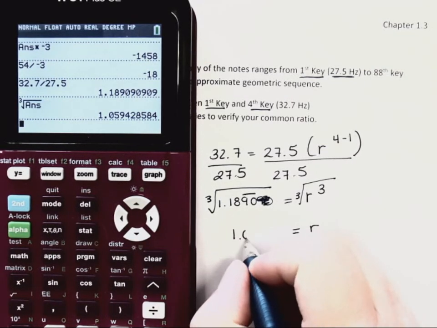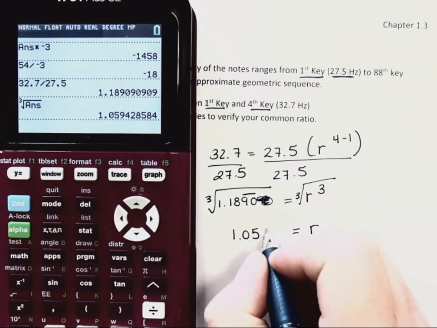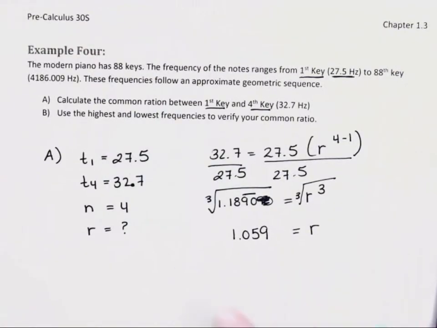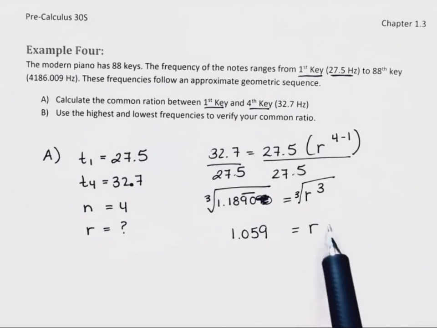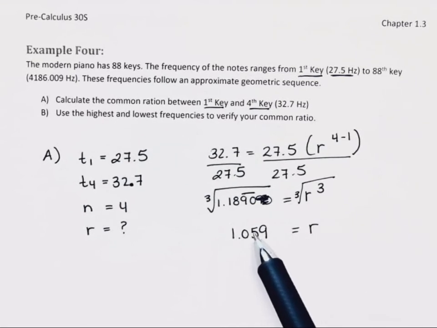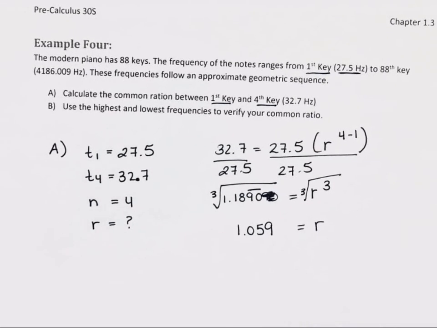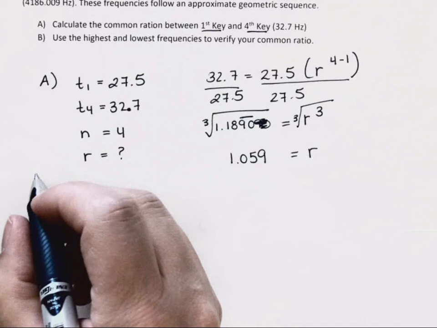And this is 1.059. I think I'll round to there because it said calculate the common ratio between, we'll round to 3 decimal places. That's pretty common. There's no unit of measure here. All this is telling us is what we multiply each frequency by, each key by, to get to the next key. Okay, so I've done that.